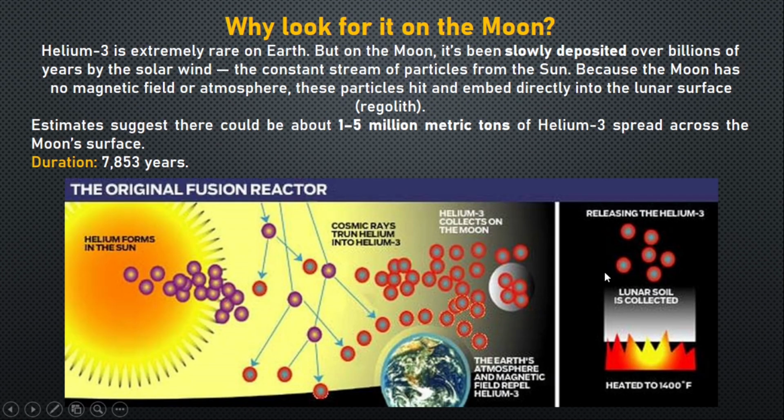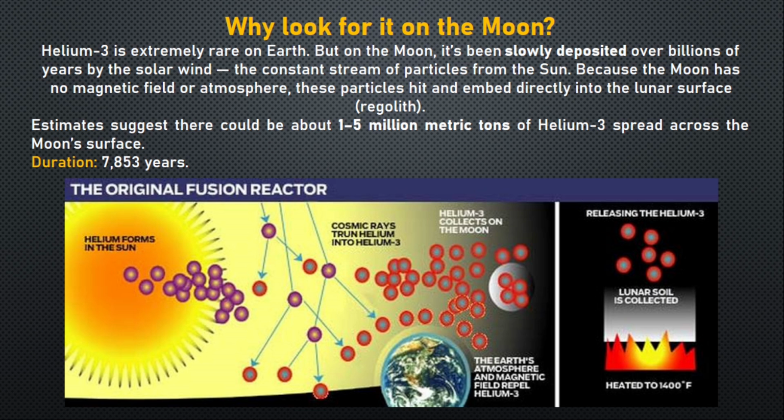Now, why look for it on the moon? Why look for it on the moon to start with? Helium-3 is extremely rare on Earth. That is why we are looking for it on the moon. But on the moon, it's been deposited over billions of years by the sun's solar wind. You understand? That is the constant stream of electrically charged particles from the sun.